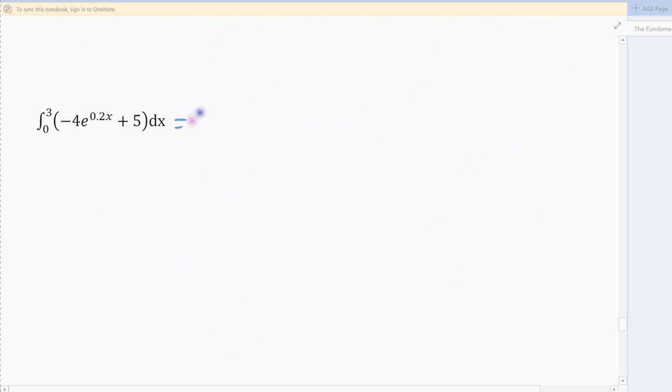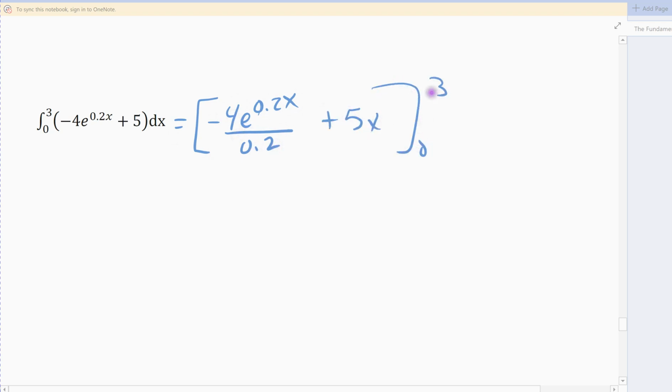Next example, again, show the general antiderivative. So the general antiderivative of negative 4e to the 0.2x is negative 4e to the 0.2x divided by the 0.2. Don't forget to divide by that 0.2, plus 5x from 0 to 3. Again, you could leave it like that, but I tend to clean it up. So negative 4 divided by 0.2 is negative 20e to the 0.2x plus 5x from 0 to 3.